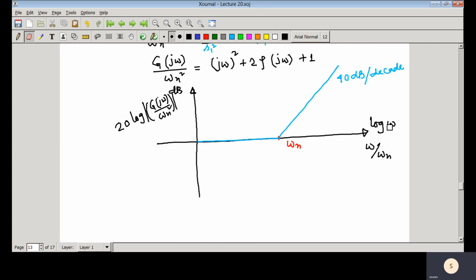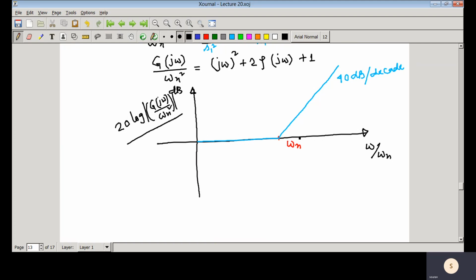That is in log scale. So again, whenever we are drawing that asymptotic Bode plot in normalized and scaling form, in y-axis we have represented 20 log |G(jω)| and in x-axis that would be ω/ωn, that is in log scale.